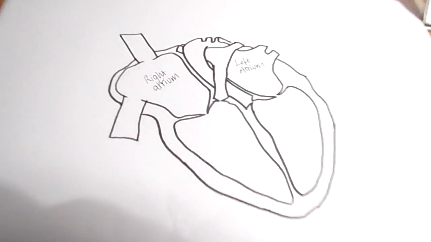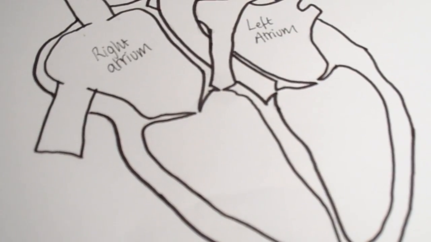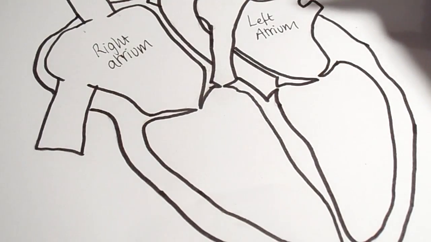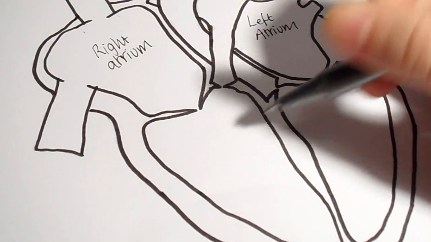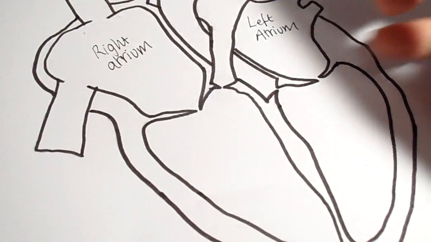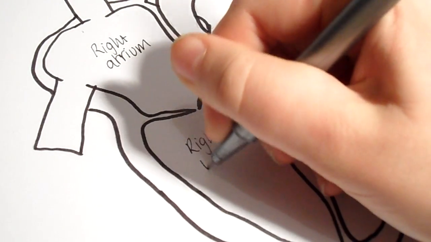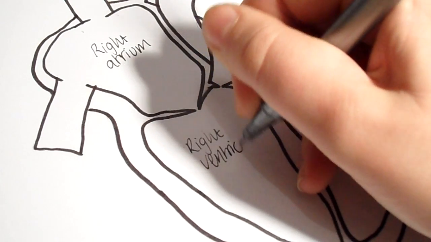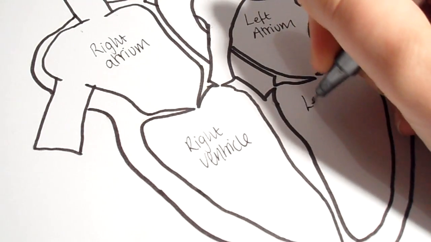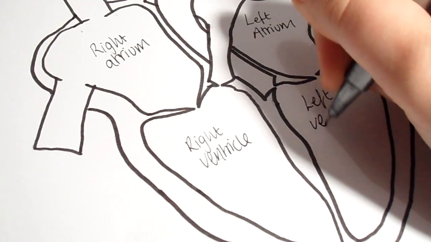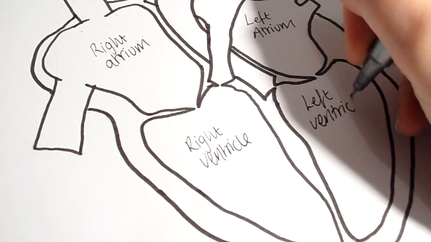And then below are these two parts here. Oh, I'll just zoom in a bit. Yep. So below are these two parts, which are the ventricles. And so it's going to be right ventricle and left ventricle. I have no idea why they're called what they're called. I just have to learn it, so.